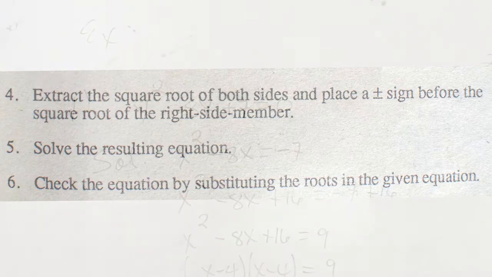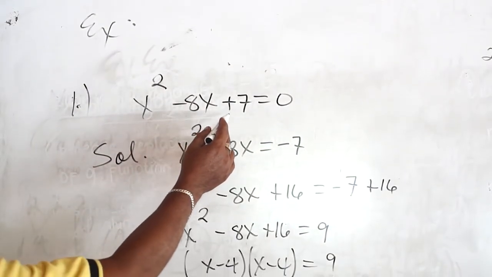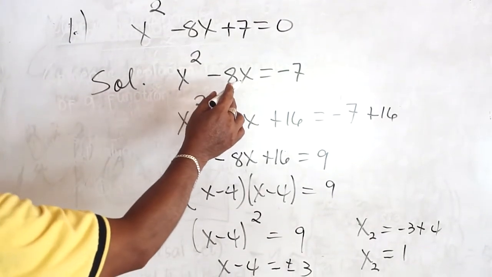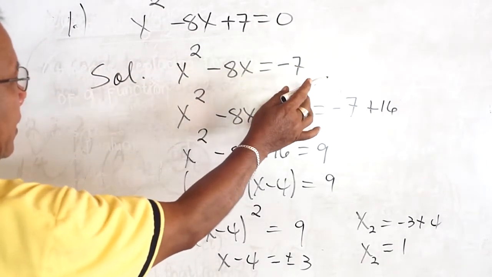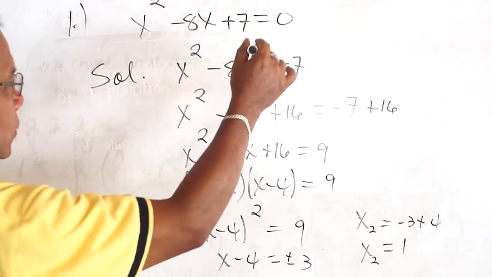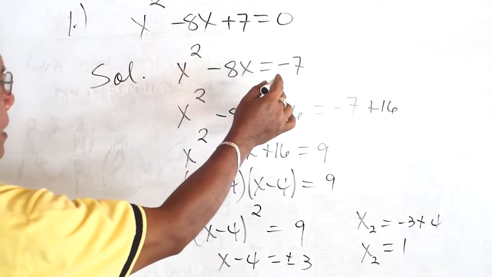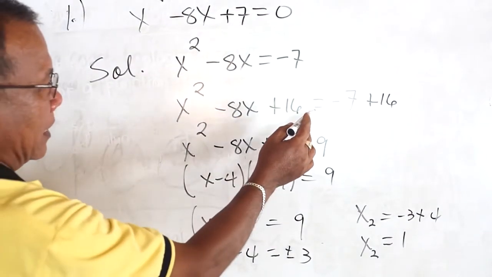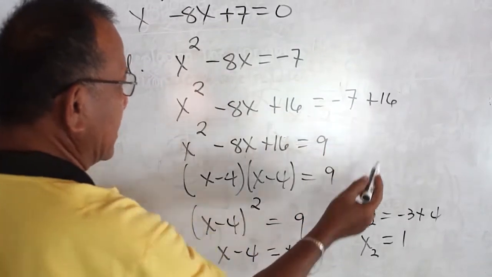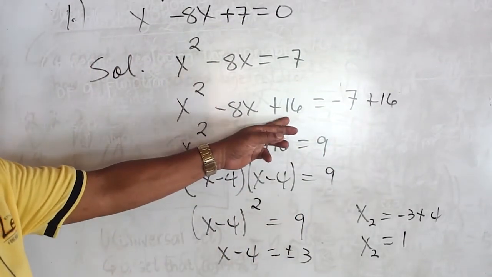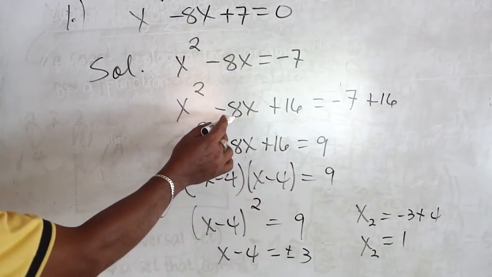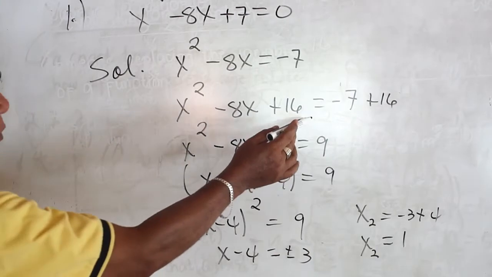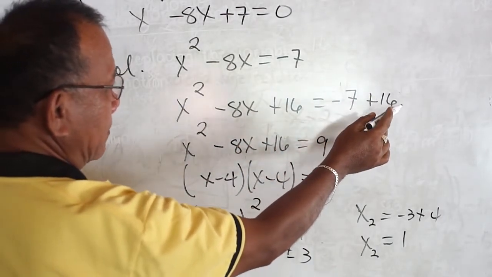Okay, example number 1: x squared minus 8x plus 7 equals 0. Then solution. X squared minus 8x equals negative 7. Transpose positive 7 to the right side, so it becomes negative. Next, we have x squared minus 8x plus 16 equals negative 7 plus 16. How to get positive 16? 1/2 of 8 is 4. Then, the square of 4 is 16.